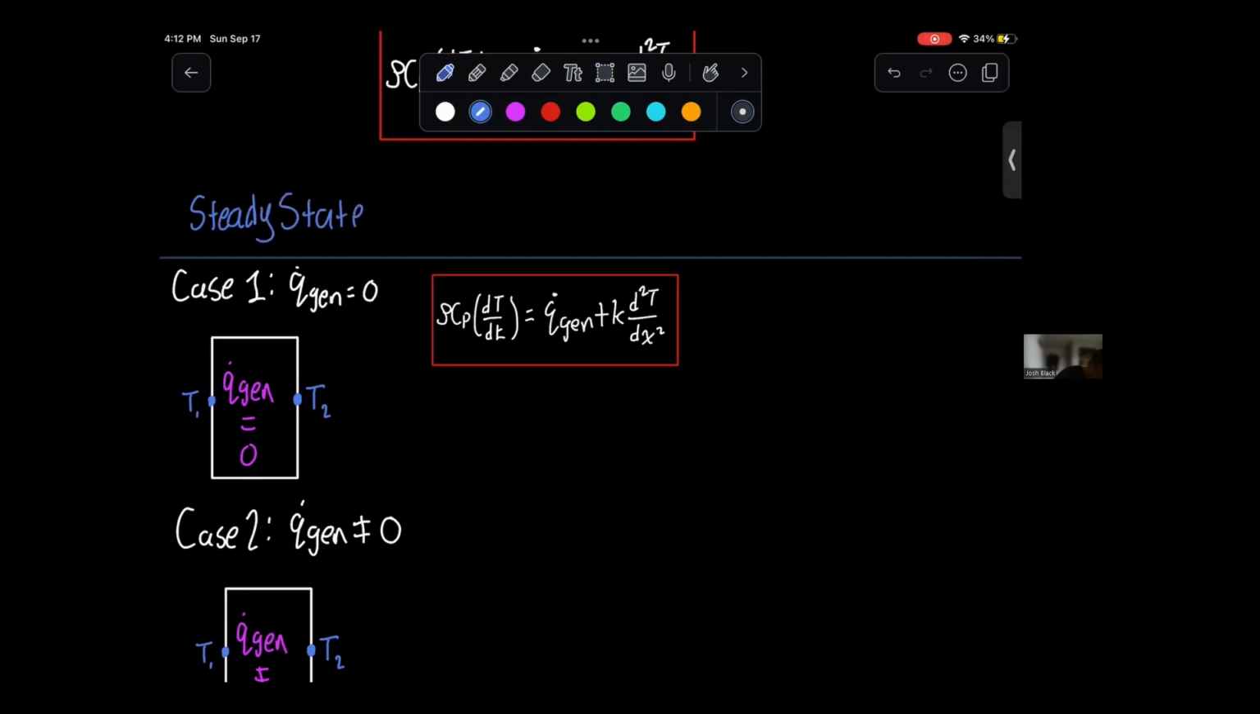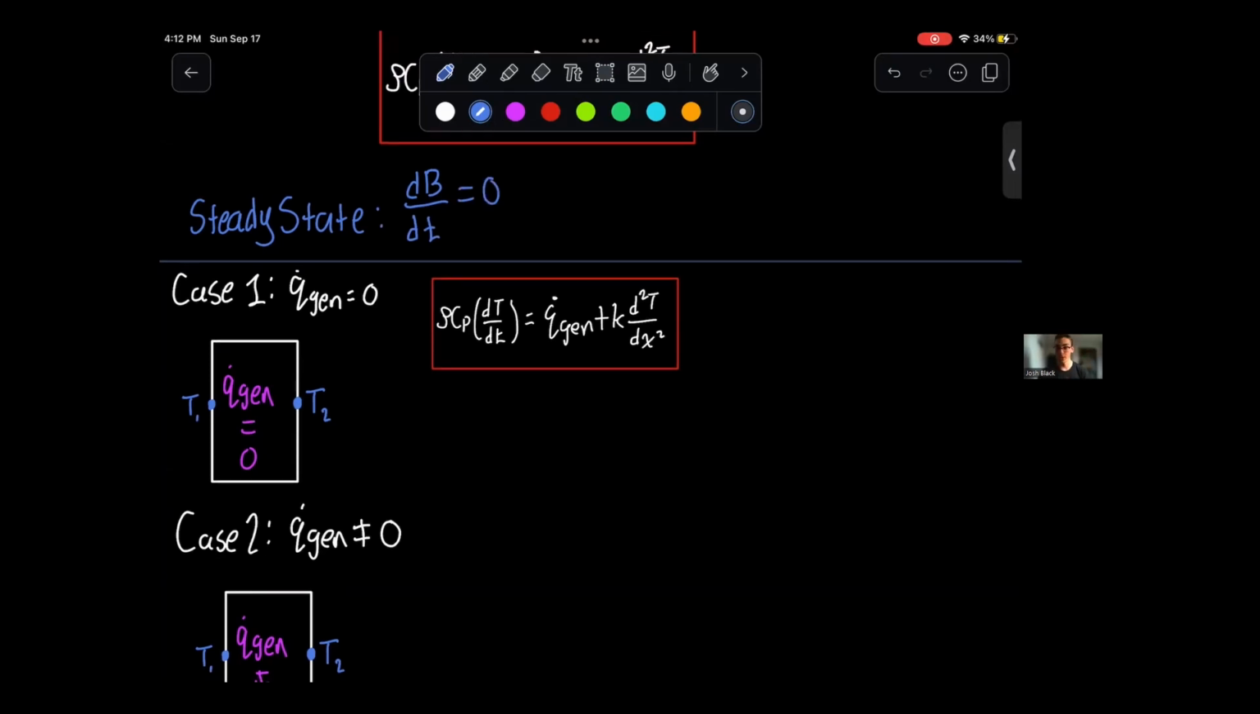Steady state says d of anything. Well, let's just say this is, I don't know, dB. Change in anything over the change in time is equal to 0. How can we manipulate our equation now? Well, we can just take out the left-hand side and equate it to 0 for all of our equations.